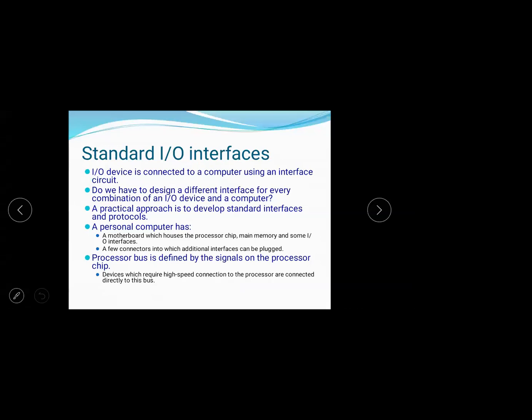I/O devices are connected to a computer using an interface circuit. Okay, by using interface circuits, you have to connect the I/O devices. Like with your data cable, we connect the mobile to a PC. In a similar manner, the I/O devices are connected using an interface circuit.